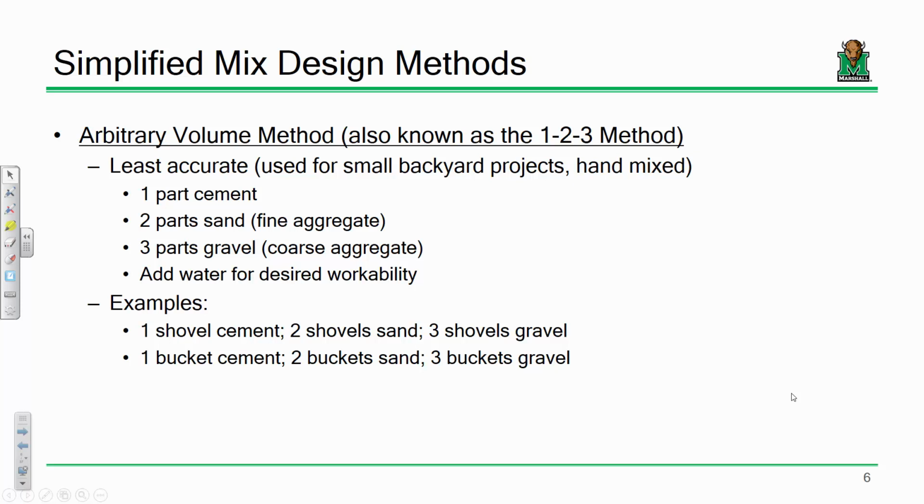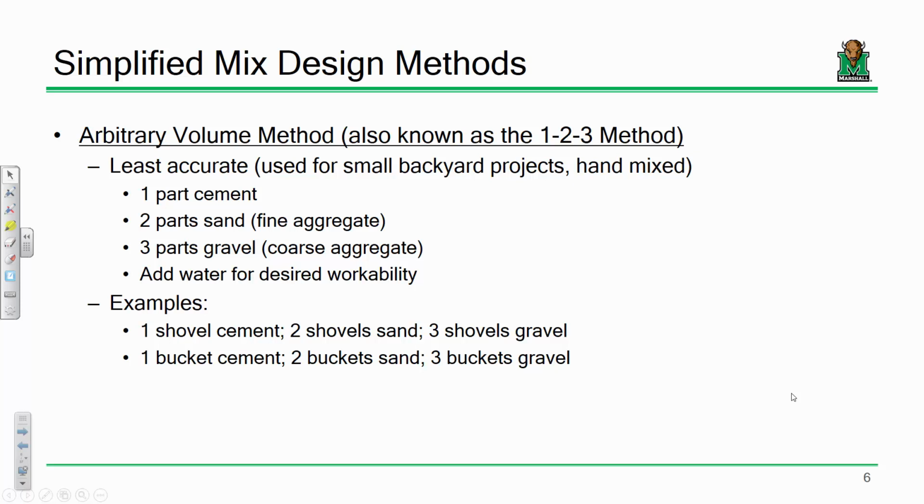And the 1, 2, 3 method is as follows. First off, it goes by volume, okay? So you're measuring volumes of given ingredients. And the 1, 2, 3, it's easy to remember, okay? 1 part cement, 2 parts sand, 3 parts gravel. That's it. And then once you've got those mixtures together, add enough water to get your desired workability, and there you go.